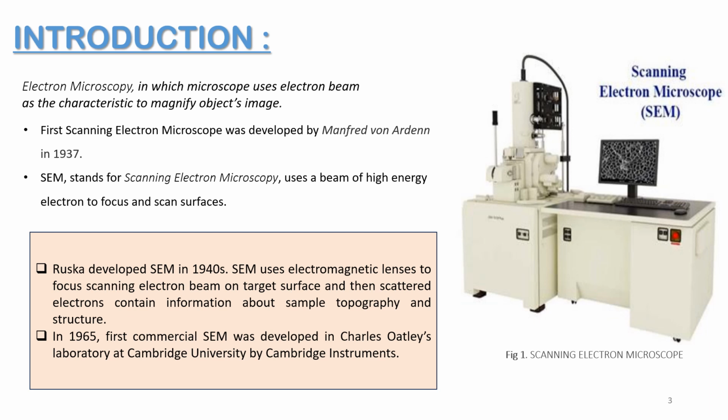The first scanning electron microscope was developed by Manfred von Ardenne in 1937, and then in the 1940s Ruska developed SEM, which uses electromagnetic lenses to focus the scanning electron beam onto the target surface, and then the scattered electrons contain the information about the topography and the structure of the sample. In 1965, the first commercial SEM was developed by Cambridge Instruments.